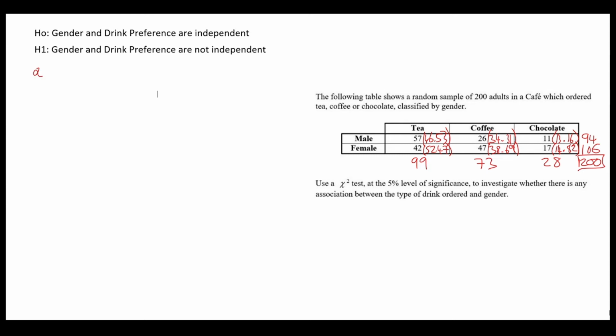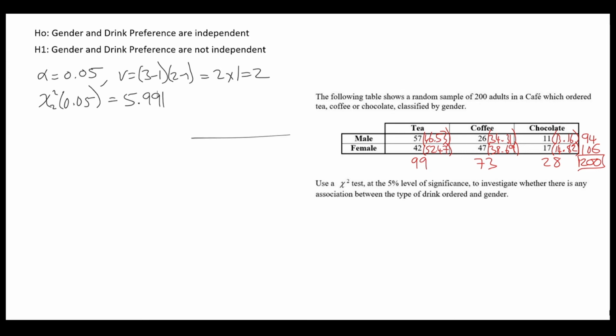We have enough to think about the critical value. Our significance level is 5%. For our degrees of freedom, we've got 3 minus 1 times 2 minus 1, which gives us 2 degrees of freedom. And looking up this critical value, at the 5% level of significance, we have 5.991 as our critical value. Anything in this red shaded region is going to be a significant result and would lead to us rejecting H0.